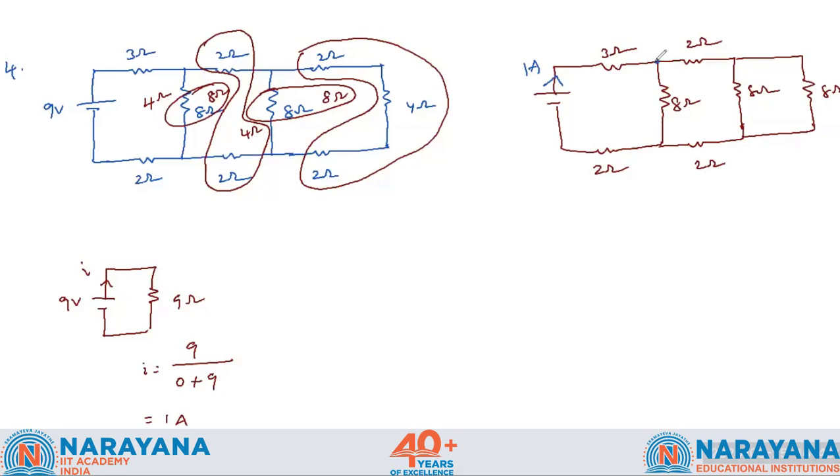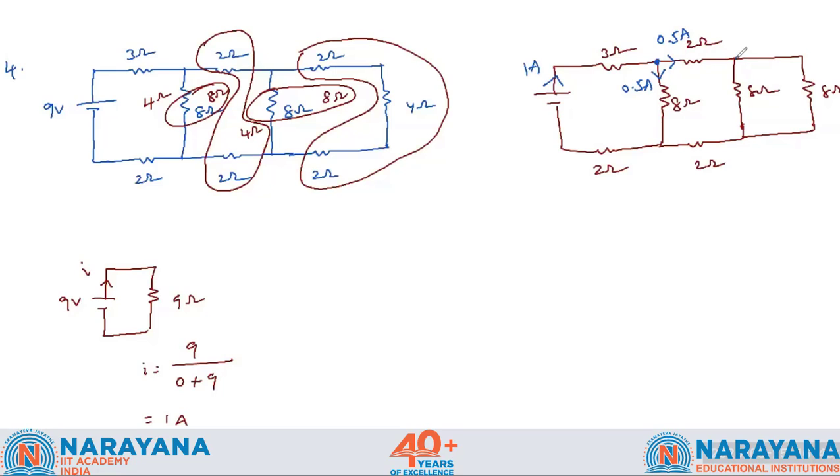So 1 ampere on reaching this point will be divided into how many parts? Two parts. Some will flow into this and some will flow into this. How will it be divided? See this one. So 8 and 8 are in parallel. The effective of this will be 4. 4, 2, 2 will be in series. The effective will be 8. So for this 8, the left side resistance and the right side resistance is nothing but 8 only, so the current will be equally divided into those two parts. So in this, the current will be 0.5 amperes. In this also it will be 0.5 amperes.